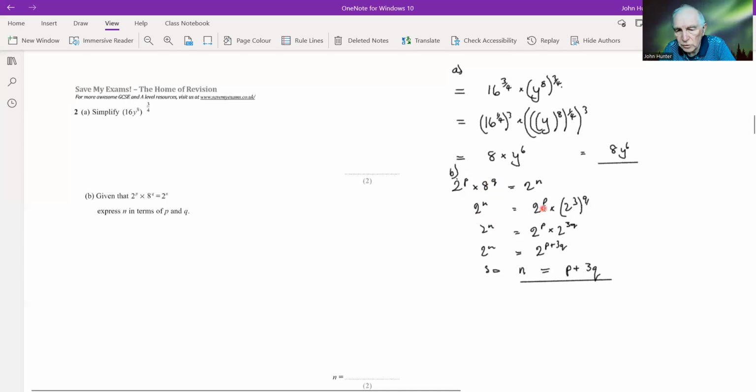2 to the power of n equals 2 to the power of p. 8, of course, is 2 cubed, so we can write that like that, to the power of q, and of course we can rewrite that as 2 to the power of 3q. Then we've got 2 to the power of p times 2 to the power of 3q, and that is 2 to the power of p plus 3q. So we can see from that that n is equal to p plus 3q. n equals p plus 3q, and that is part B.